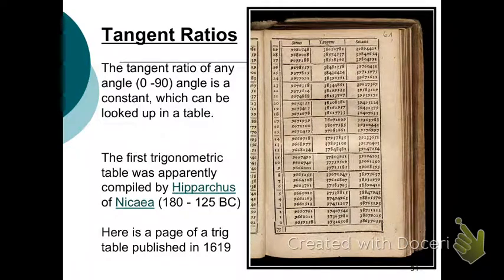So, the tangent ratios of any angle between 0 and 90 are going to be constant. So the tangent of 35 degrees is the same for any triangle that has a 35-degree angle. That ratio is always going to be the same. And if you want to know the value of the tangent of 35 degrees, you could look it up in a table. And this is a picture of a trig table that was published in 1619. The first trig table was apparently compiled back in about 180 or so BC. So these ratios have been around for a really long time. People have recognized these ratios are constant for triangles.